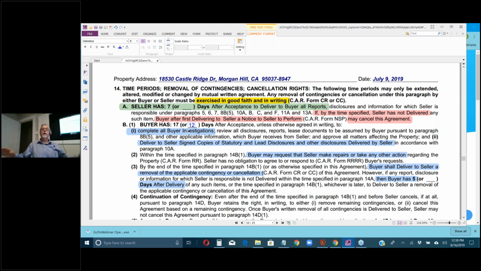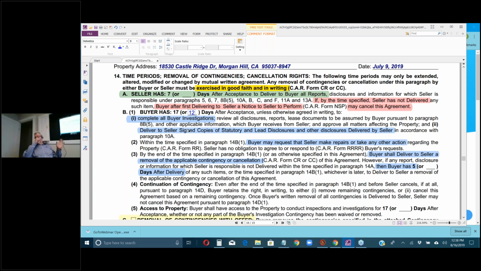If I have a bunch of contingencies, I like for them all to be due at the same time, simply because I'm lazy. I mean, time efficient, and I would rather not have to keep track of 4 different days. I would rather know that this is the day. And so you have, let's say, 12 days. That's just an example to complete all buyer investigations.